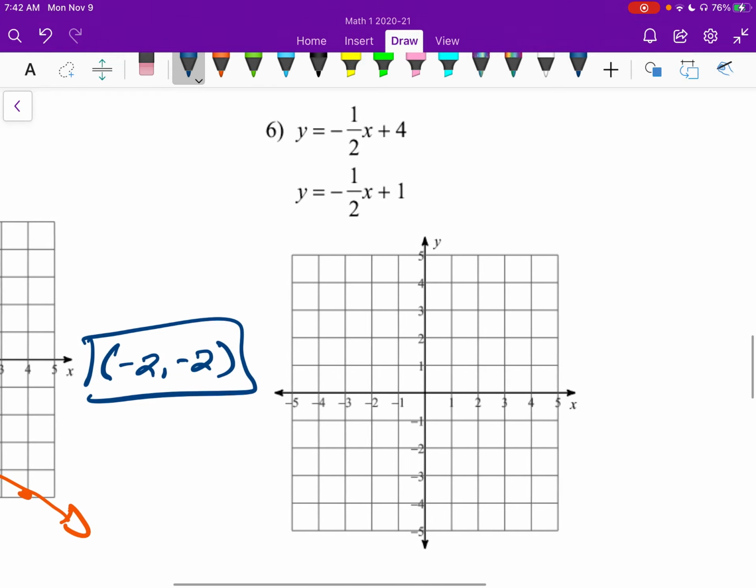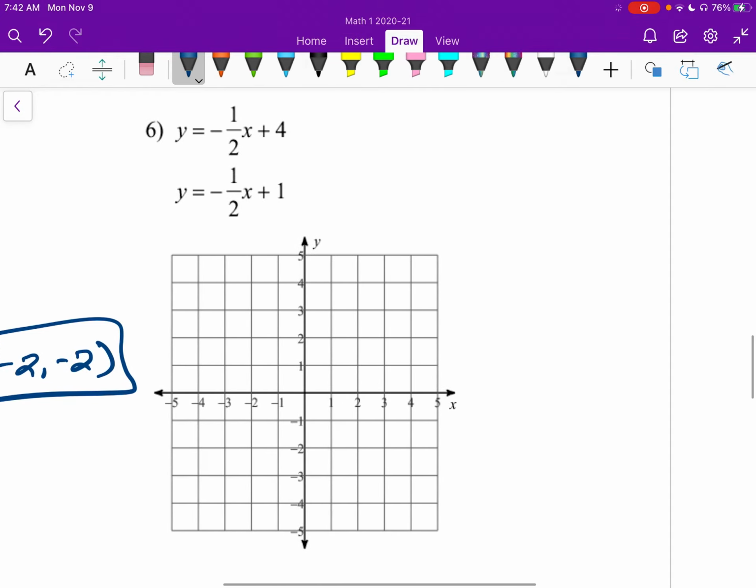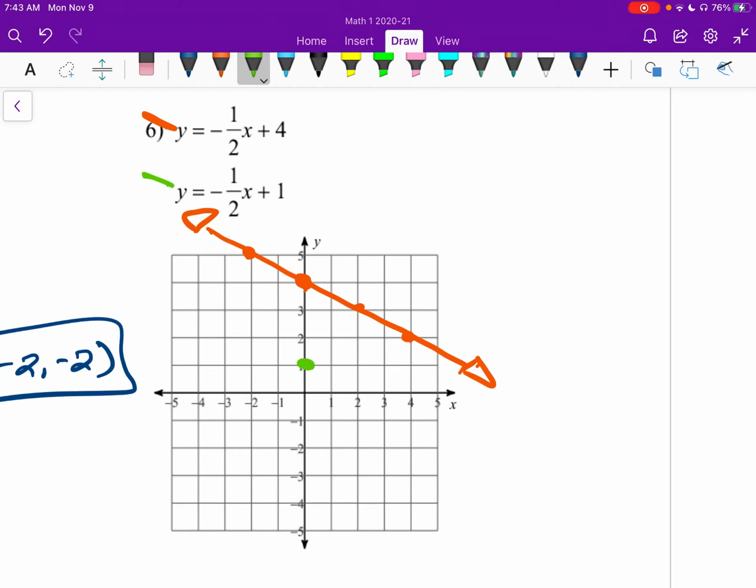All right. Number 6. The first one has an intercept of 4. My slope is -1/2, so down 1 over 2. The green one has an intercept of 1 and also has a slope of down 1 over 2. I think I said something special about ones that have down 1 over 2. So where's our intercept? And the answer is that we don't have an intercept.